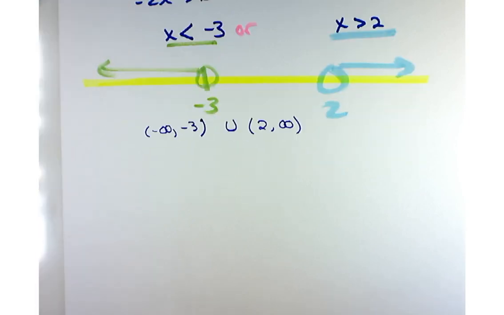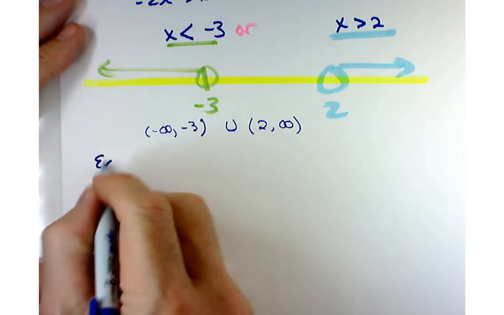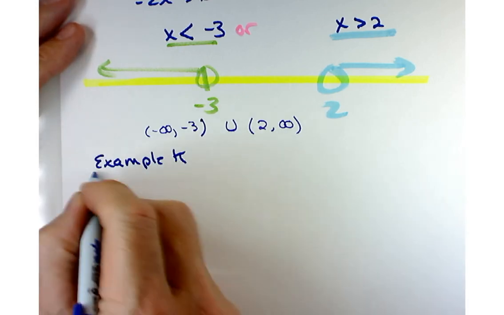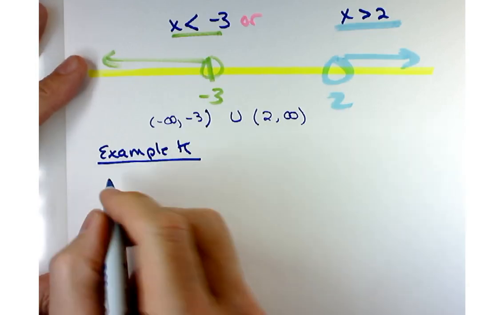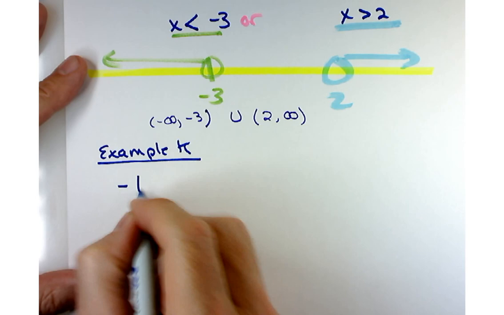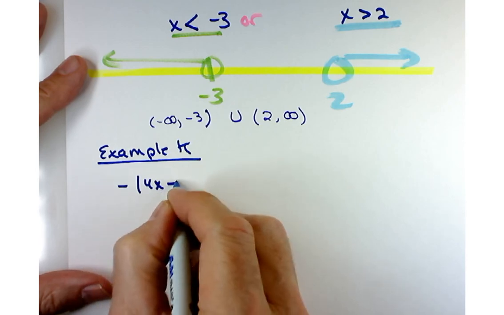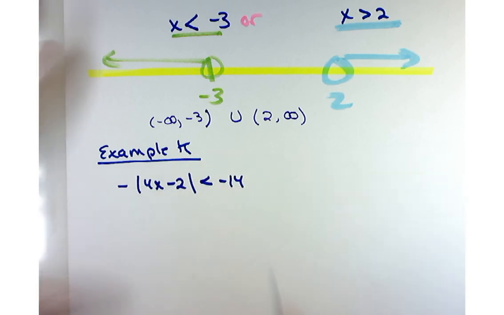Let's try example K. And this one's a little funny because you get negative the absolute value of 4x minus 2 is less than negative 14. Now, usually when you have a negative involved with an absolute value equation or an inequality, my advice is to stop and think. But there's something we have to do before we worry about that. Can anyone remember from what we did in the first part of this section with our absolute values before we started really solving?